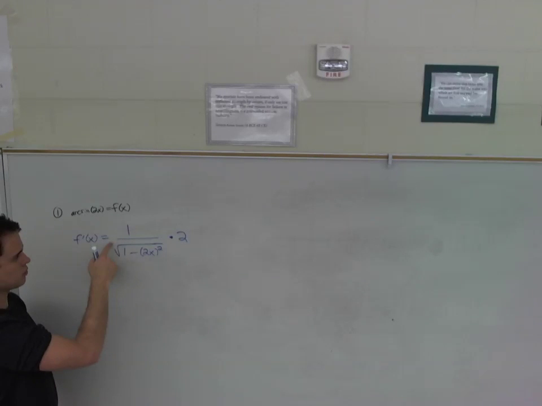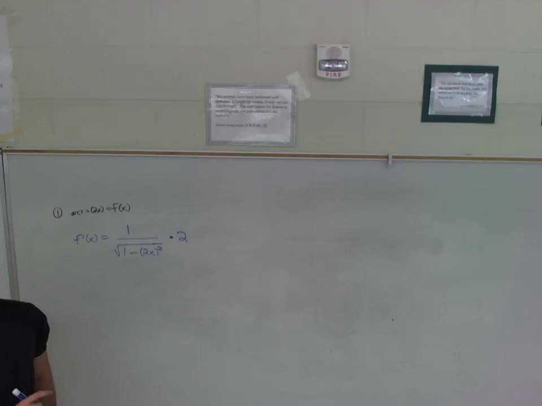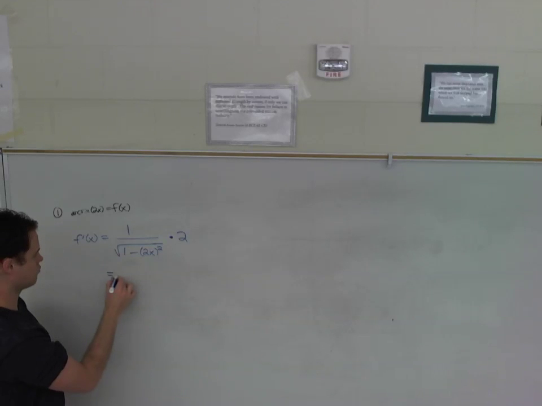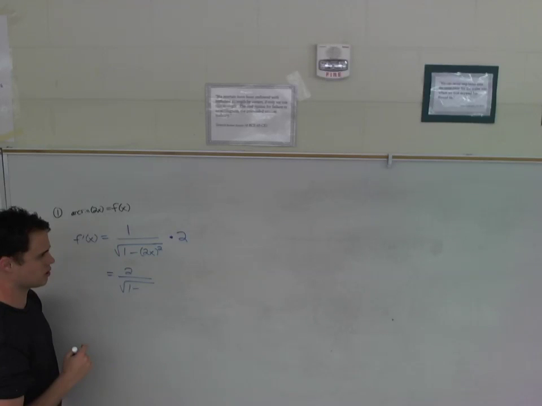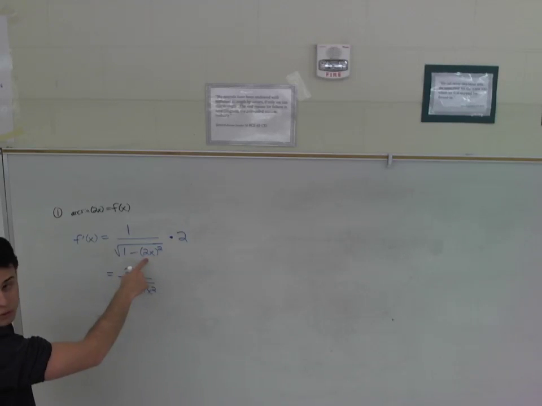That's f prime of g, times g prime. So then it just equals 2 over that? Yeah, 2 over that. Let's simplify a little bit. What is that? 1 minus 4x squared. A lot of people make a mistake here and write 1 minus 2x squared. You have to square that 2 as well. Okay, careful.